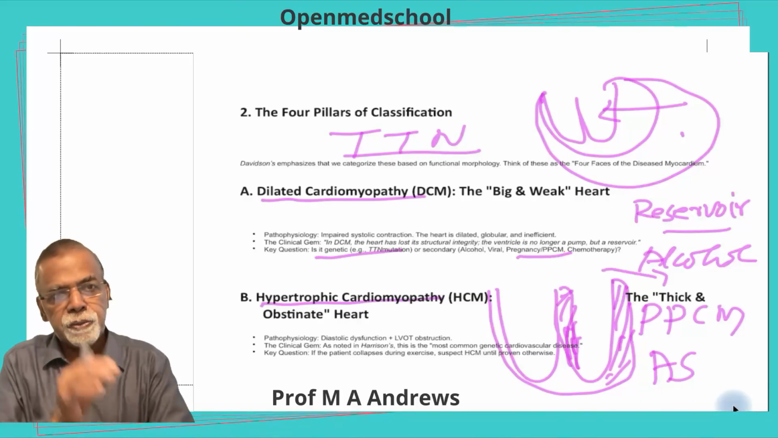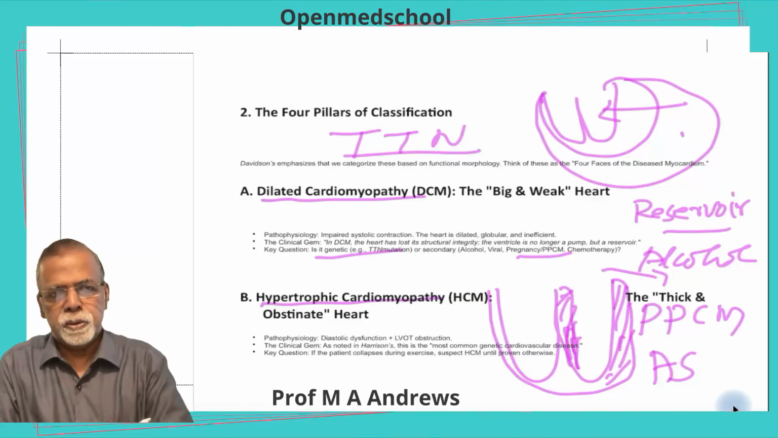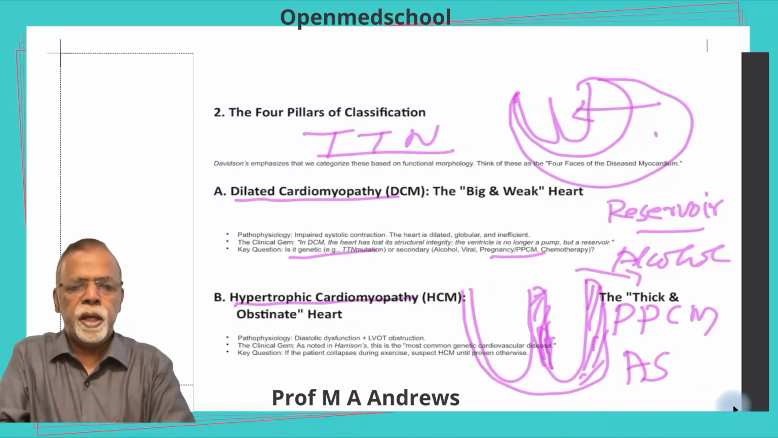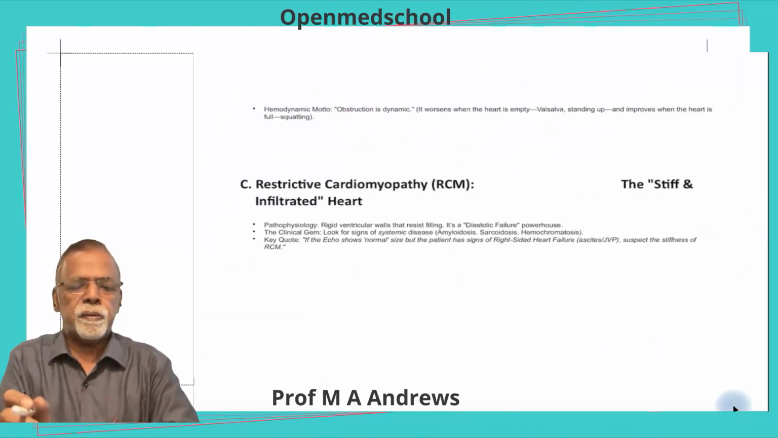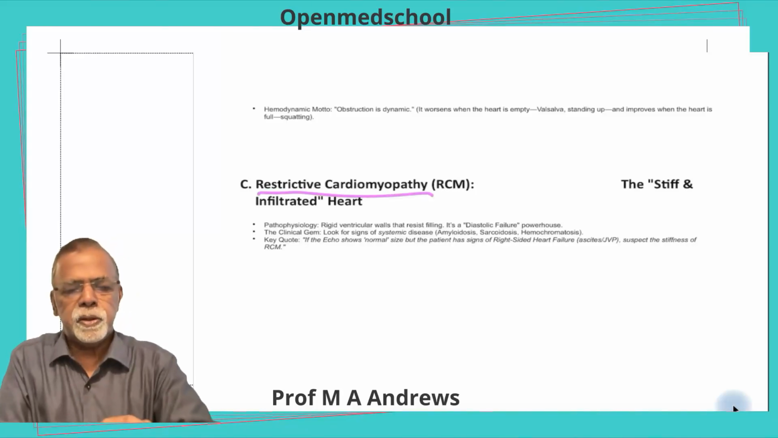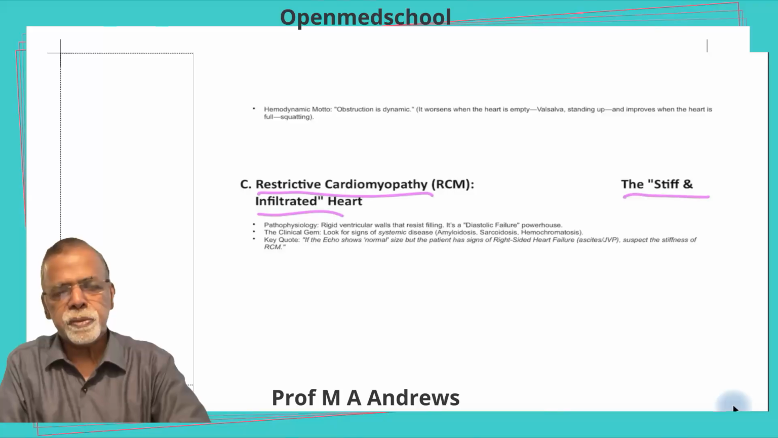So the patient collapses during exercise. Always remember, the patient has hypertrophic cardiomyopathy unless proved otherwise. So this point you remember, a strenuous exercise, somebody collapses, remember hypertrophic cardiomyopathy. Now we go to the third type, restrictive cardiomyopathy. So the heart is stiff and infiltrated.